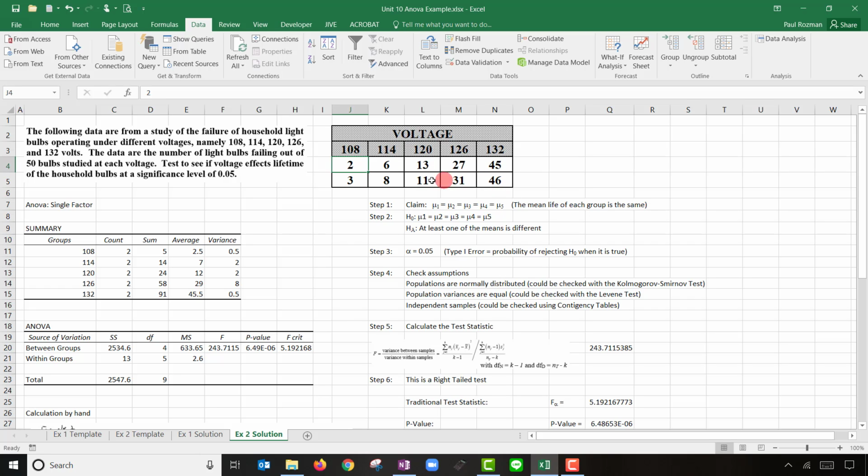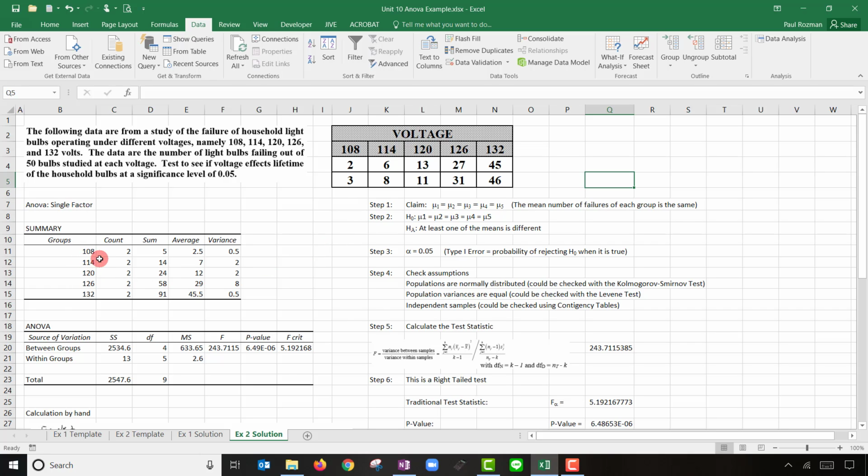If you look at this data, the null hypothesis will be that the mean number of failures is going to be the same for each one of these. I think I labeled this wrong. It's not the mean life, it's the mean number of failures. So to conduct the test, we just do analysis of variance on this very small data set.